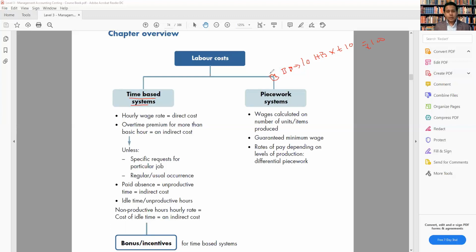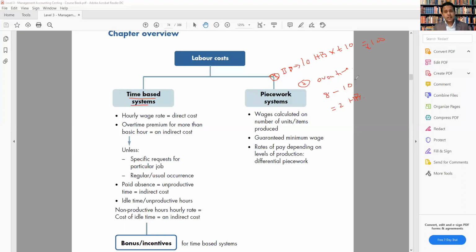Now the next thing we normally see is called overtime. Now overtime is like if you work more than your basic hour. Let's say for one day, if your basic hour is 8 hours, now for any reason, if you work 10 hours, so 2 hours is the overtime. So if you work more than your basic hour, that is overtime. Normally, the overtime rate is more than the basic hour rate. So for example, if the basic hour rate is 10, normally the overtime rate will be more than 10.